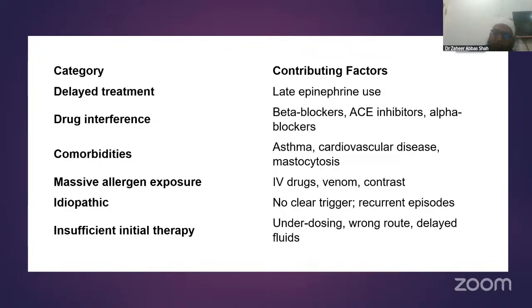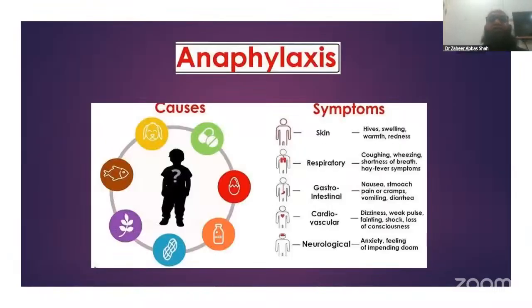So people try every sort of treatment except epinephrine, which we say should be given at the earliest, in the lateral aspect of the thigh, IM. But people try each and every sort of treatment except this. This is the agony of anaphylaxis treatment.